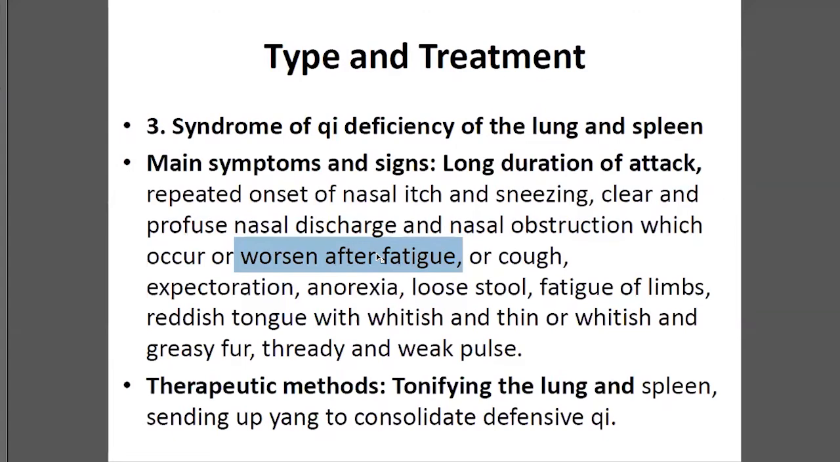And maybe cough, maybe cough with phlegm. That's when it goes to the lung. And maybe poor appetite and loose stool, that's more the spleen. And fatigue, that's generally a qi deficiency symptom. The tongue may be a little red, maybe pale, not red tongue. The tongue change is not red. And white tongue coating, that's normal.